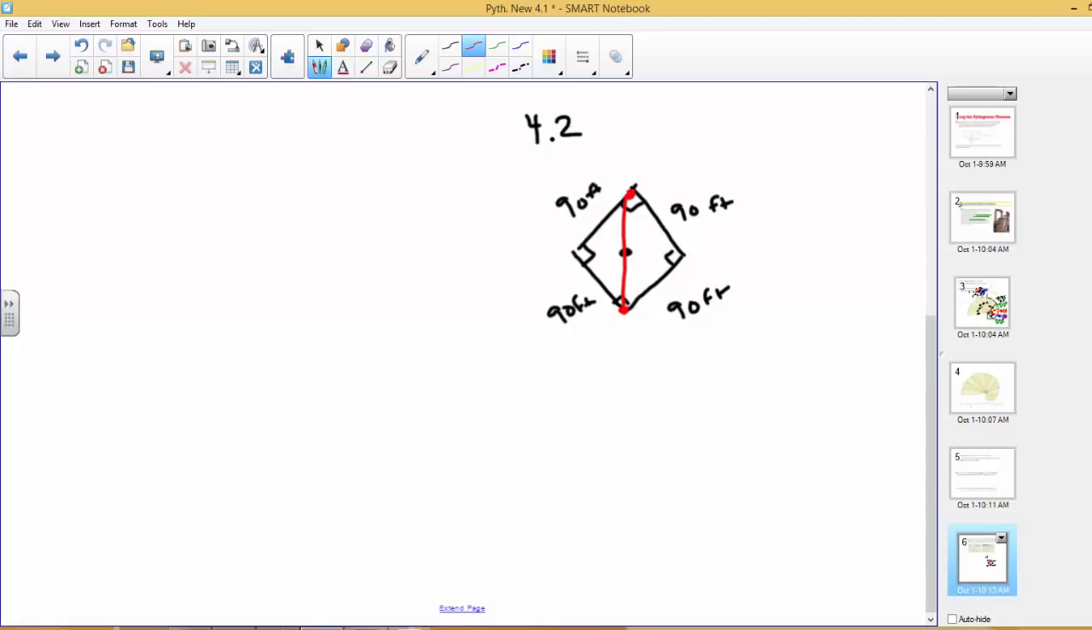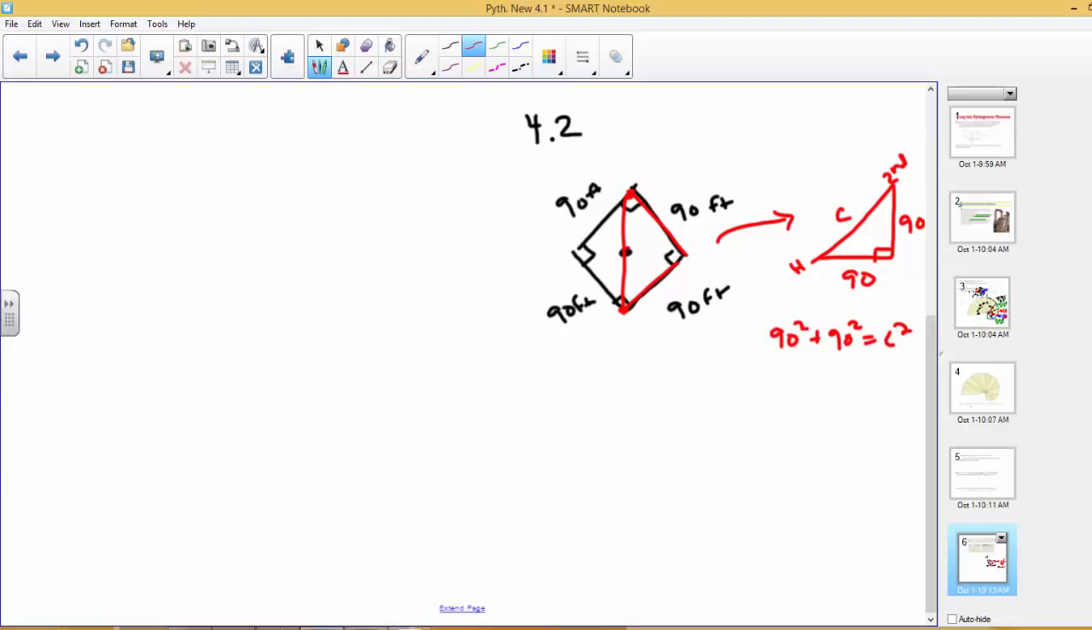So, you are looking at a right triangle right here. So it looks just like this. This is 90, this is 90, this is home, this is second. So to find that diagonal length, you would just do the Pythagorean theorem. 90 squared plus 90 squared would equal c squared.